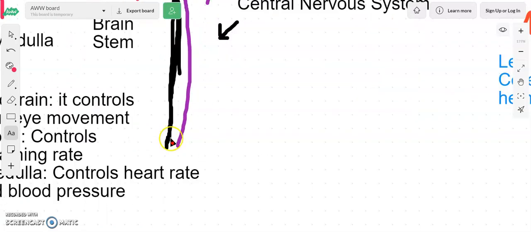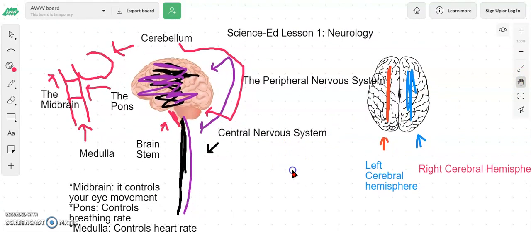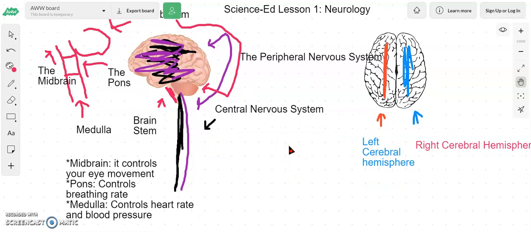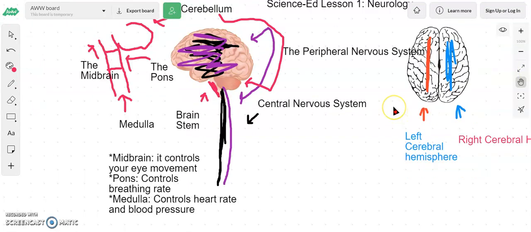That's today's lesson for neurology. Next lesson we're going to be covering all 12 of the cranial nerves in the brain. So it'll probably be divided into 2 parts. I'll be covering 6 nerves per lesson.